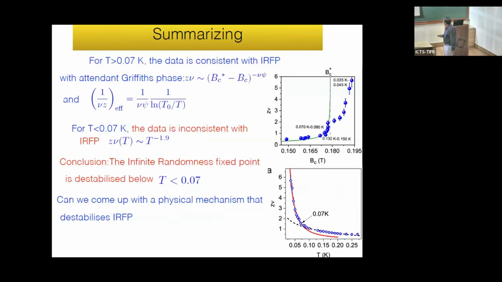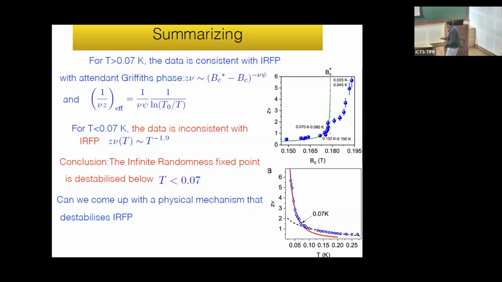So to summarize, what we are saying is that at temperatures below 0.07 Kelvin, there is something that happens that actually destabilizes the infinite randomness fixed point, and we do not know what sort of correlated material or slush we get below those temperatures.